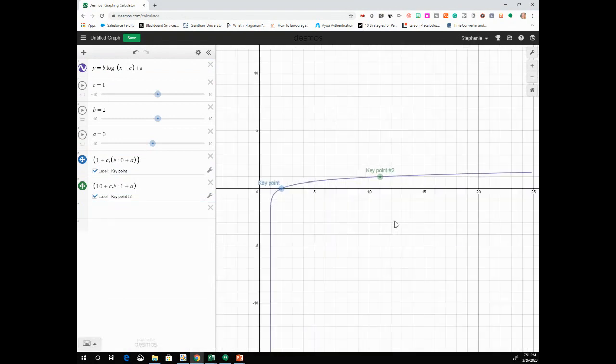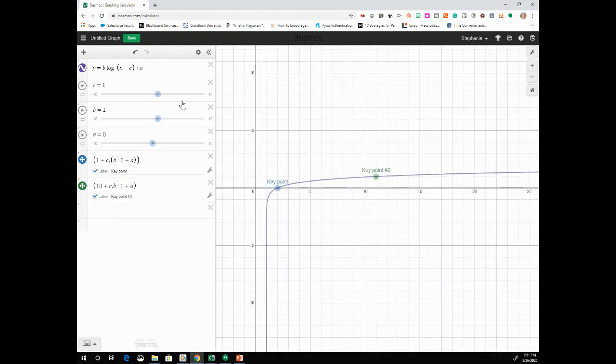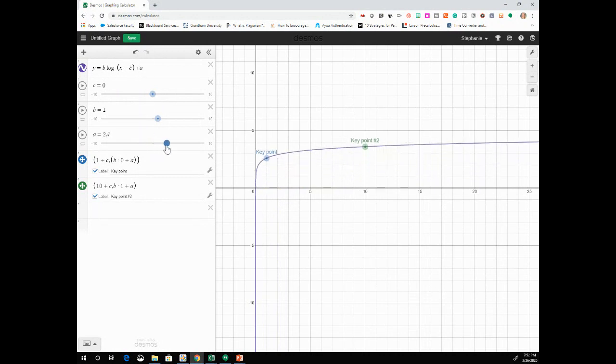So now we've got 2 points here so you can see. If I move it left or right, you can see how those points are moving left or right. If I have this plus A, you can see how the key points move up and down, and that's outside of the parentheses. So A is moving the Y value, but not the X value.